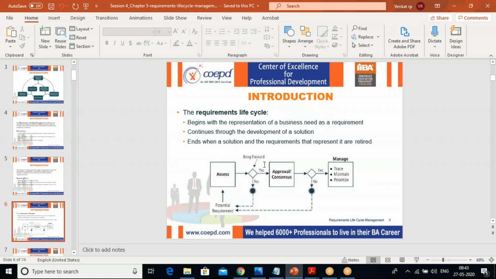If you want to understand this requirements life cycle, it all begins with the representation of a business need as a requirement. That's where the business need comes into the picture. After that, we continue through the development of a solution. It ends with a solution where the requirements are represented, and it is retired.